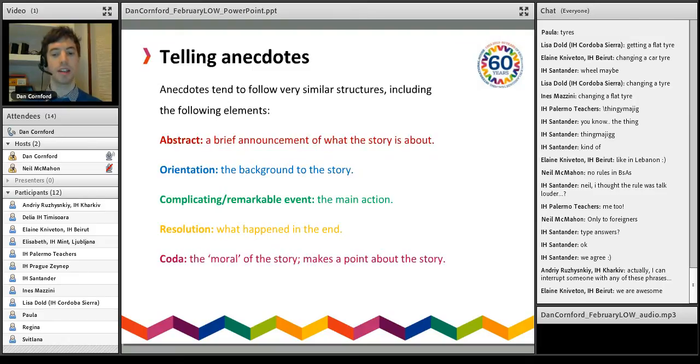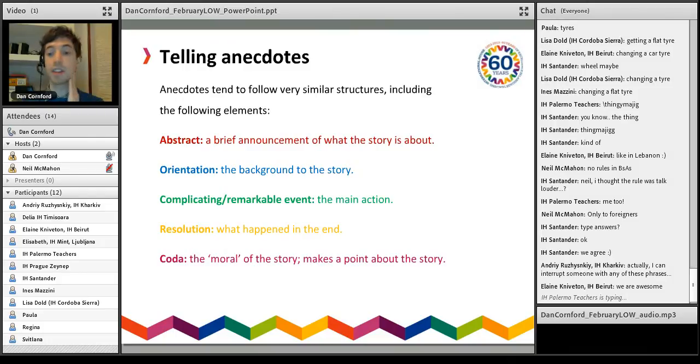On this slide, we can see the different elements of a typical anecdote. Not that every anecdote you've ever told has followed this, or necessarily in this order, but nevertheless, it's an interesting structure to think about. I'm going to tell you a personal anecdote, and for each of these five components, the abstract, the orientation, the complicating or remarkable event, the resolution, and the coda, I'd like you to just note down what I say for each element. Obviously, you're not going to be able to write down word for word what I say, but what is the gist of my orientation? What's the gist of the complicating or remarkable event? Again, this doesn't need to be in the chat box. This can just be wherever you want.